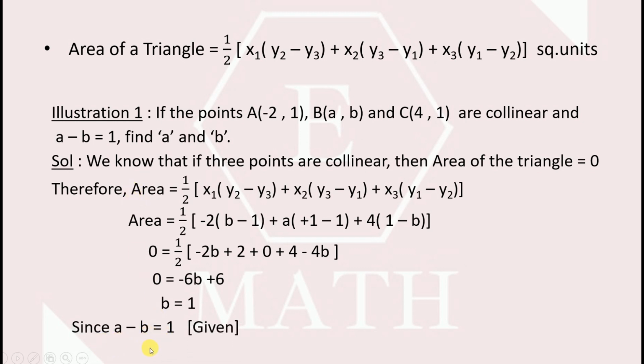Since a minus b equal to 1 is given to us, we can find the value of a. In place of b, if I replace 1 and shift towards the right hand side, what do we get? It's a is equal to 1 plus 1, which is 2. Therefore the value of a is 2 and the value of b is 1. So 2, 1 are our solution.